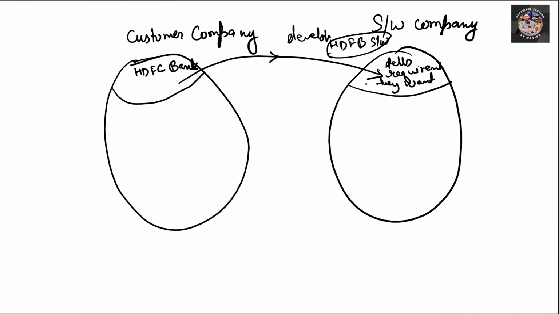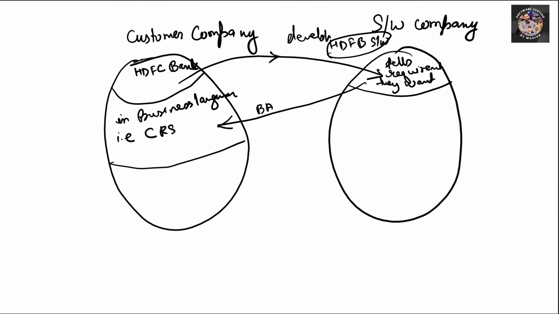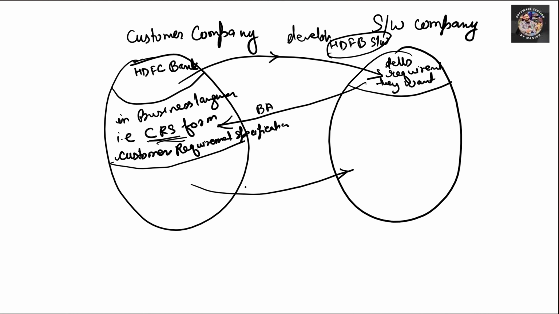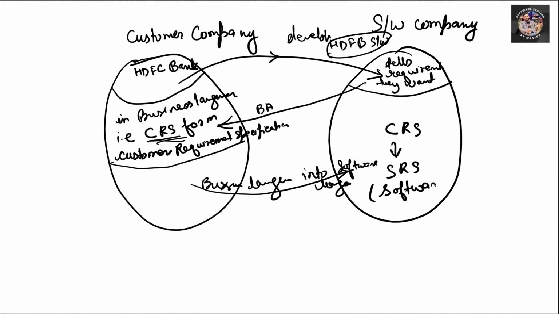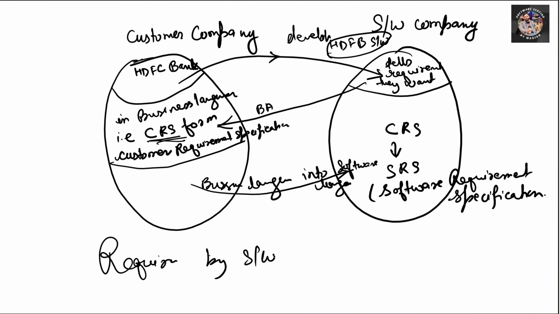After this, the business analyst from the software company will go to the customer company and take down the requirements in business language, that is in CRS form. What is CRS? CRS is a customer requirement specification. After collecting the CRS, the BA will go back to the software company and convert this business language into software language, that is, he will convert CRS into SRS. What is SRS? Software requirement specification. These are the processes of collecting requirements by a software company from a customer company.